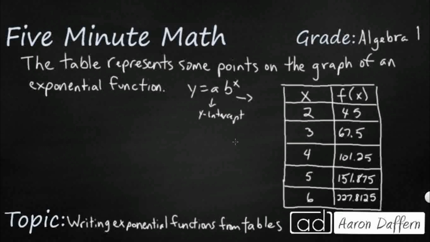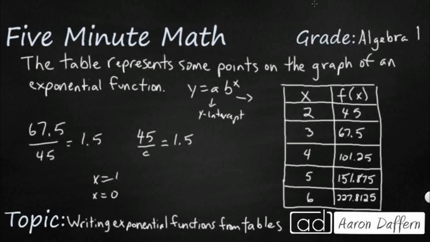So let's just take 67.5, divide that by 45, and that is going to give us our b, our growth factor, and it is getting a bit bigger here. So if we divide that, it's going to be 1.5. Okay? So then we need to back that up, right? We need to find, well, what happens when x equals 1 and then x equals 0? Well, we know that 45 divided by the previous number, which I'll call c here, equals 1.5.